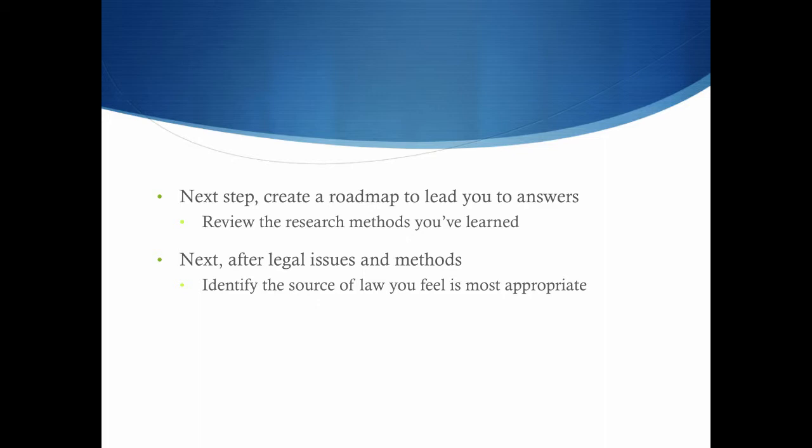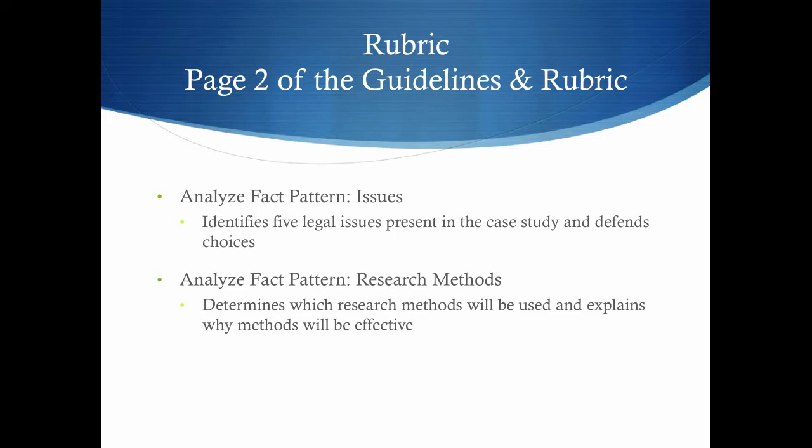Next, after you've identified your legal issues and the research methods that you're going to use, you need to identify the source of law that you feel is most important. So you've got your facts, you've got your legal issue, you've come up with a research method to answer the questions about that legal issue, and now you're going to identify what is the source of law that you think is most appropriate. Okay, the rubric, it's 2 pages long.